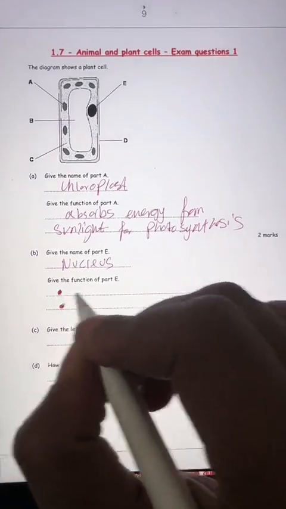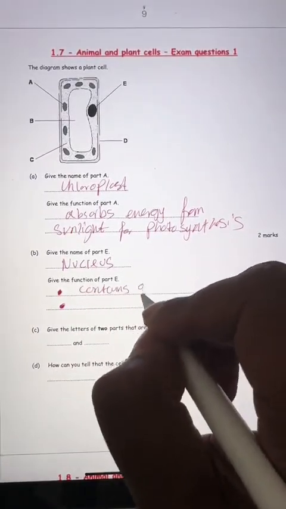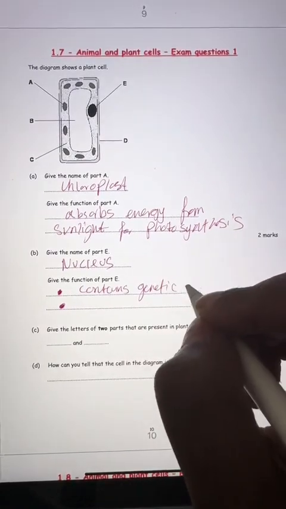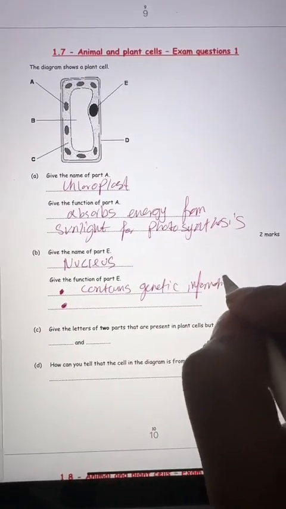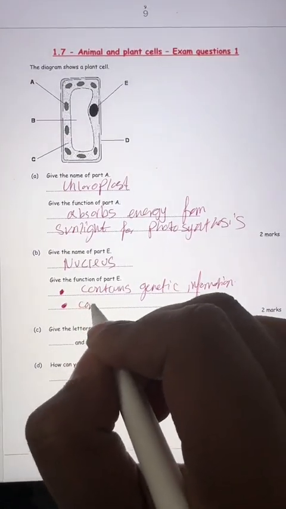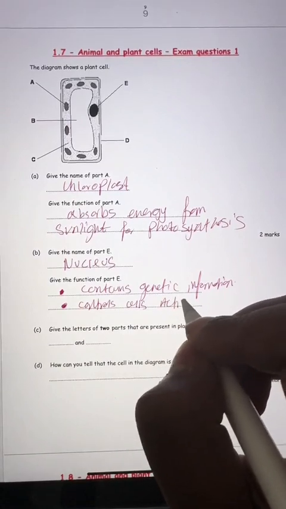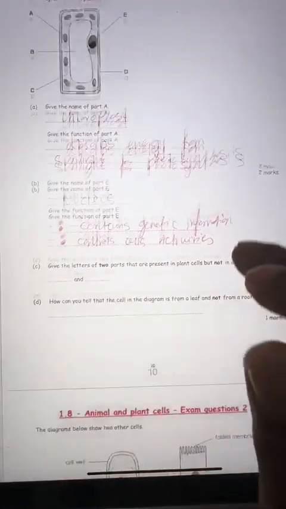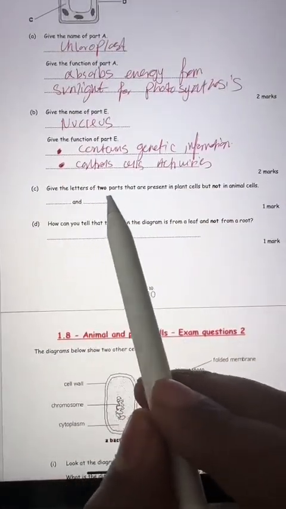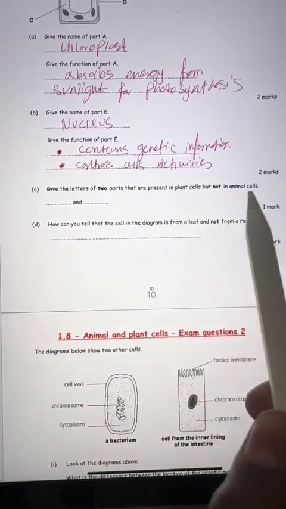Yep, good. So first mark is contains genetic information or material. You can say whichever. And the other one is controls cells activities.